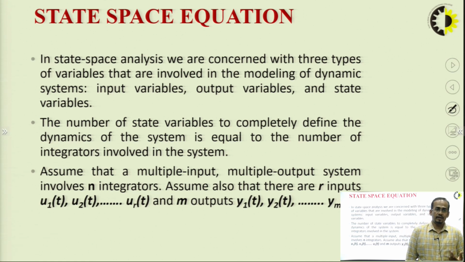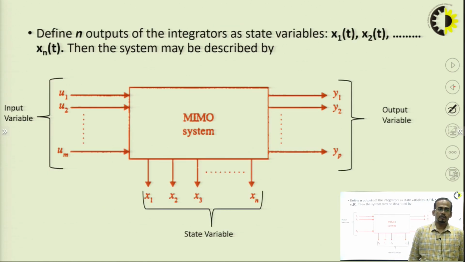In the modeling of the dynamics of dynamic systems, we can consider multiple inputs and multiple outputs, in which the output is dependent on the input as well as on the state variables. Suppose this is the system in which m input variables are there, u1 to um, and n state variables are there, x1 to xn, and p output variables are there, that is y1 to yp.